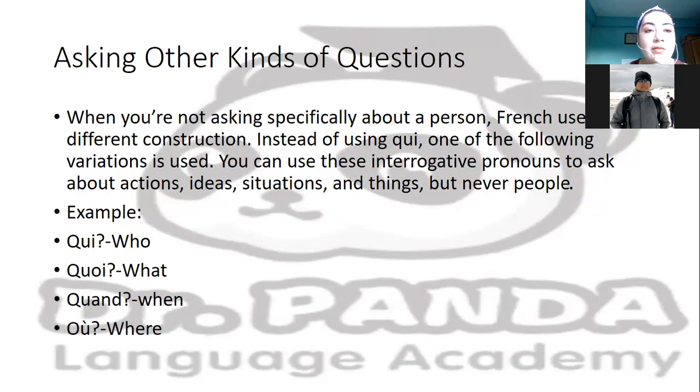Okay, and then we have asking other kinds of questions. When you're not asking specifically about a person, French uses a different construction. Instead of using qui, one of the following variations is used. You can use this interrogative pronoun to ask about actions, ideas, situations, and things, but never people. So for example, we have qui, which is who. Okay, who is qui? Yes, what is quoi?